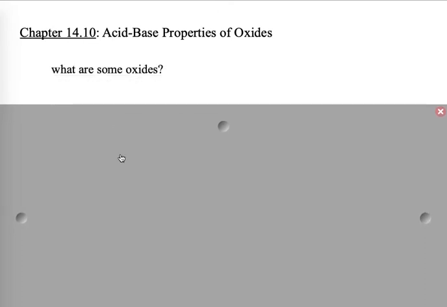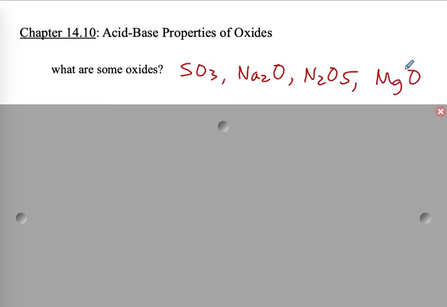Okay, our next category, acid-base properties of oxides. Oxides are essentially binary compounds of oxygen and some other element. Let's list some oxides. Sulfur trioxide is an oxide. Sodium oxide is an oxide. Dinitrogen pentoxide is an oxide. And magnesium oxide is an oxide.